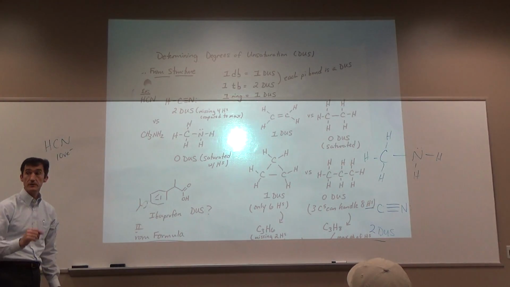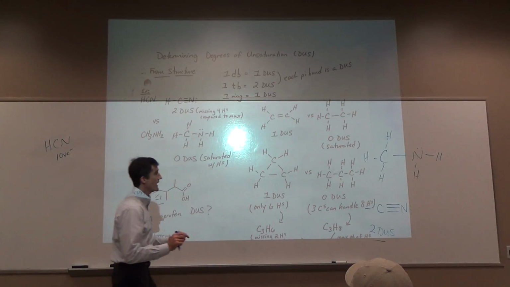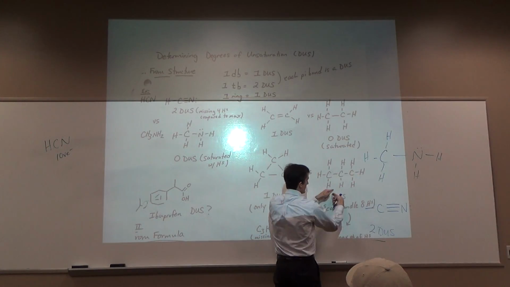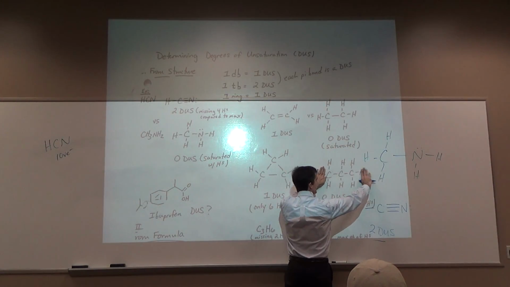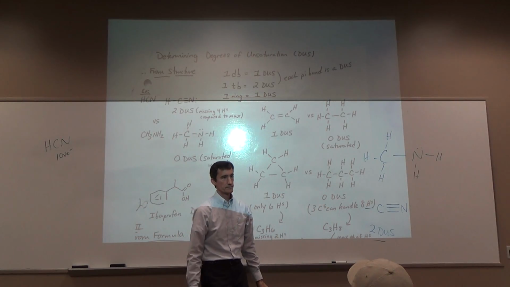1 DUS. A ring is going to be a DUS, because essentially, if we want to bond these 2 carbons together, you've got to get rid of 2 H's. Get rid of 2 H's, then the carbons can bond together.